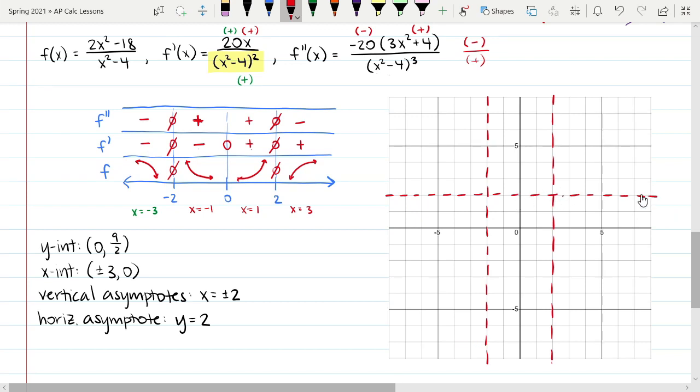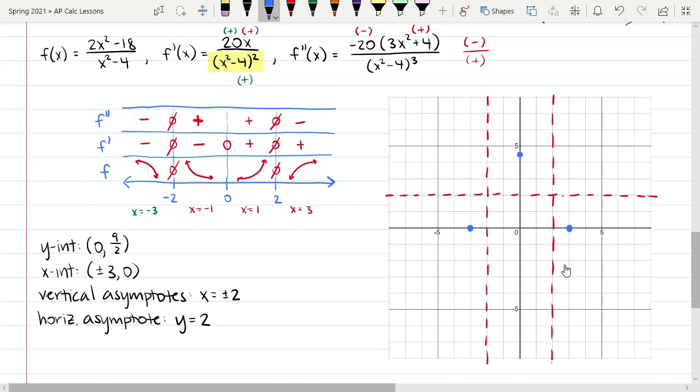We also have intercepts. 0 comma 9 halves. Remember, 9 halves is 4 1/2. So 0 comma 4 1/2. There is our y-intercept right there. So we know that our graph is going to have to go through that point. We also have x-intercepts at plus or minus 3. So that means right here and right here. So that also means our graph has to go through those points.